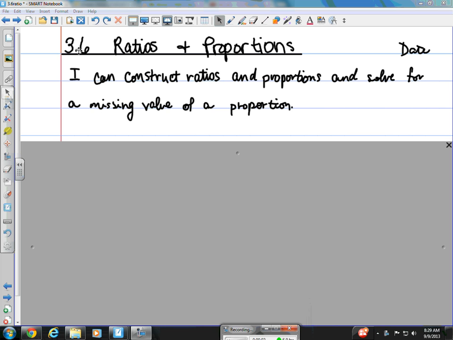Hello and welcome to our lesson 3.6, Ratios and Proportions. Go ahead and put today's date, and by the end of this lesson what we hope to be able to do is that I can construct ratios and proportions and solve for a missing value of a proportion.